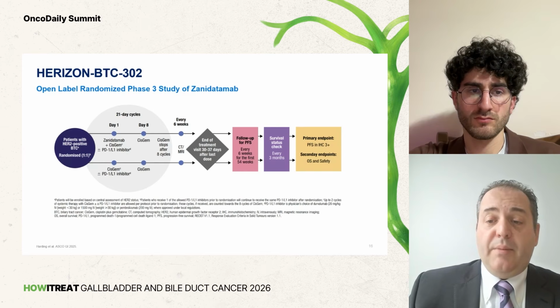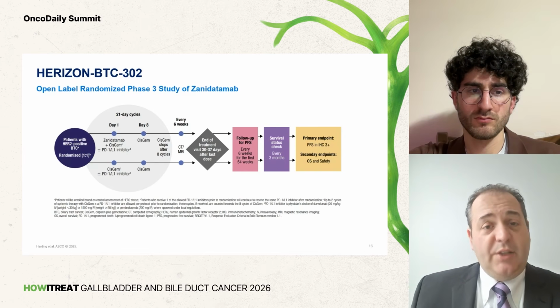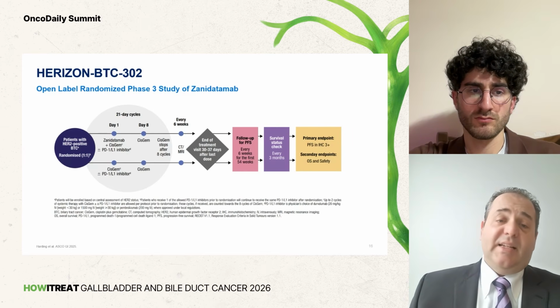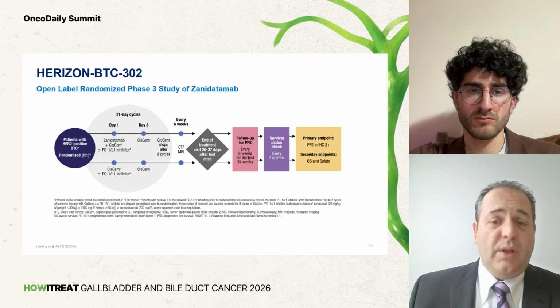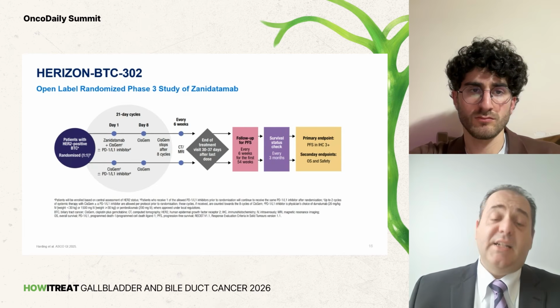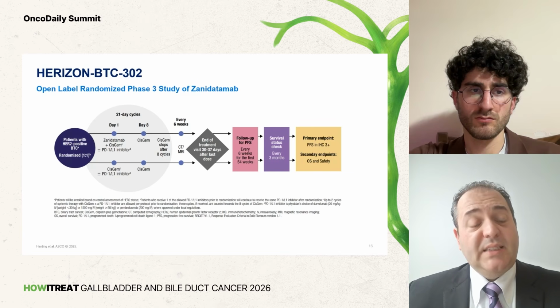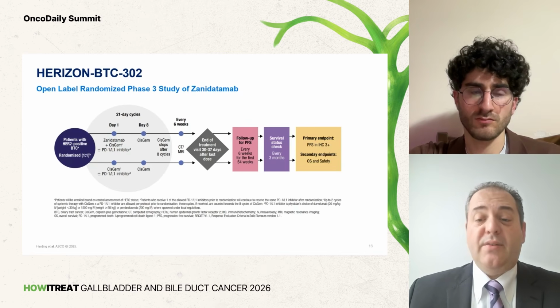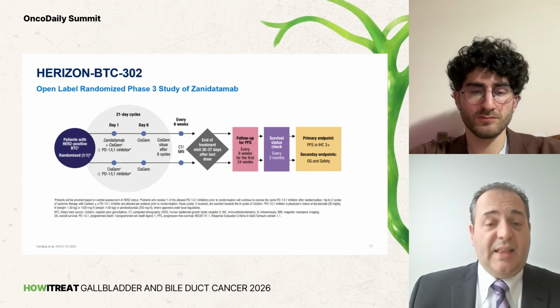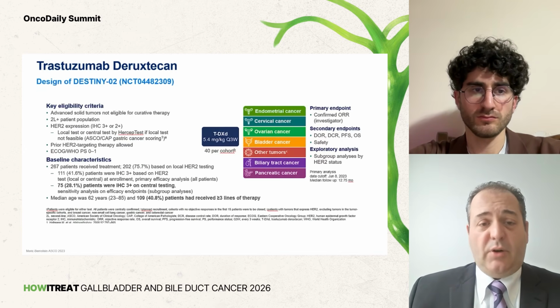with a primary endpoint of PFS in the IHC3+, given that unintentional crossover will undoubtedly occur. Key secondary endpoint will be overall survival. An important aspect of this is that the study does allow 1 to 2 cycles of GemCis immunotherapy prior to enrollment. The study is ongoing, actively accruing at multiple sites across the globe.